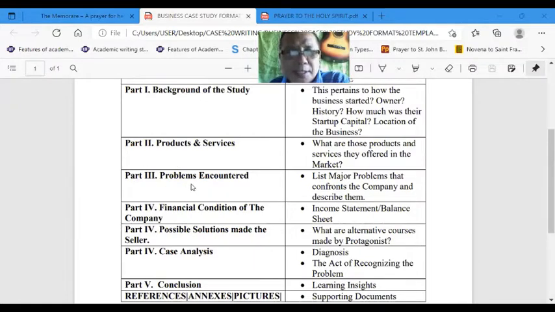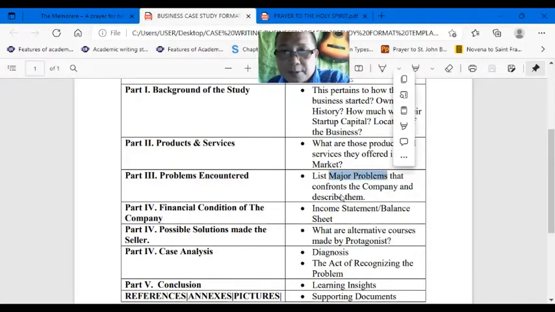What are the problems encountered? Whether big or small business, small and medium enterprise, they encounter major problems. So you have to list all the major problems possible that confront the company and describe them. Of course, not to mention here, I failed to mention also the minor problems, because sometimes minor problems could lead into a major problem if that problem is not attended to.